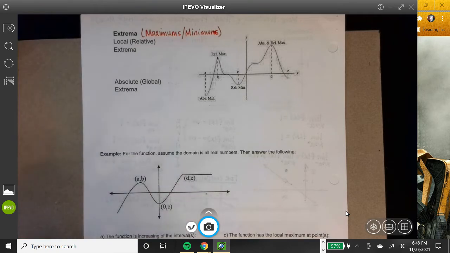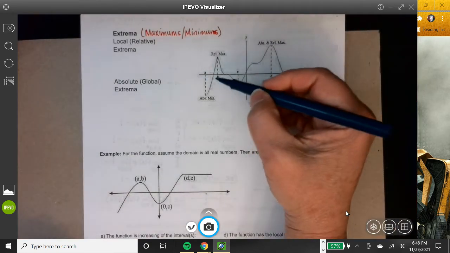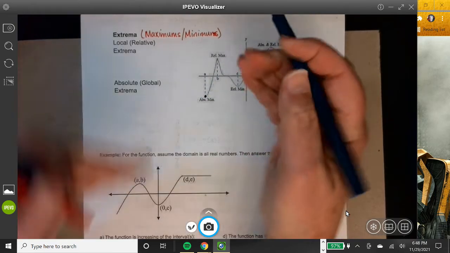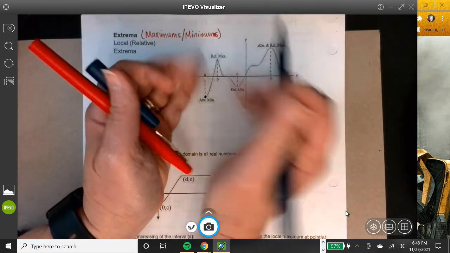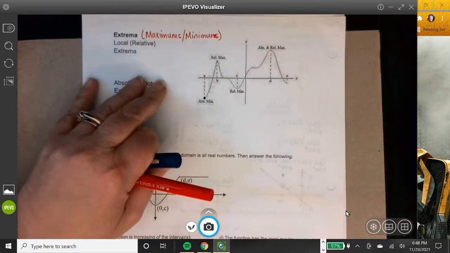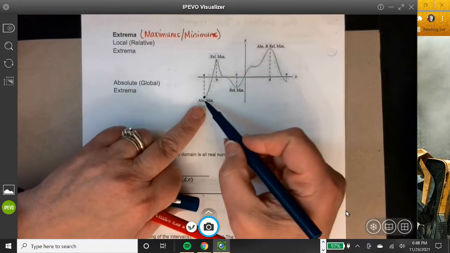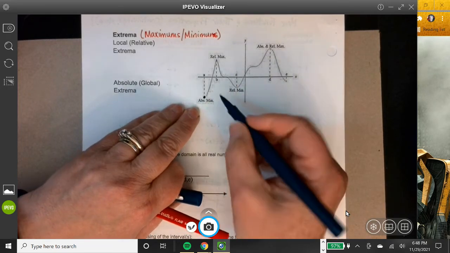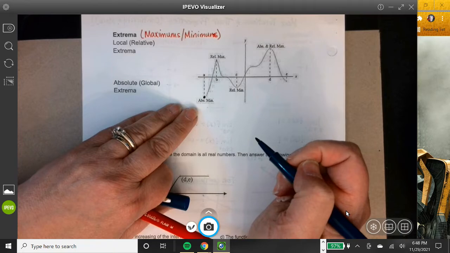Okay, well, at x equals a, I have a minimum because in the neighborhood here, that is the lowest y value. But is it the absolute lowest y value? Meaning, is there any other y value in this function that's lower than that? And the answer is no. So that is an absolute minimum.